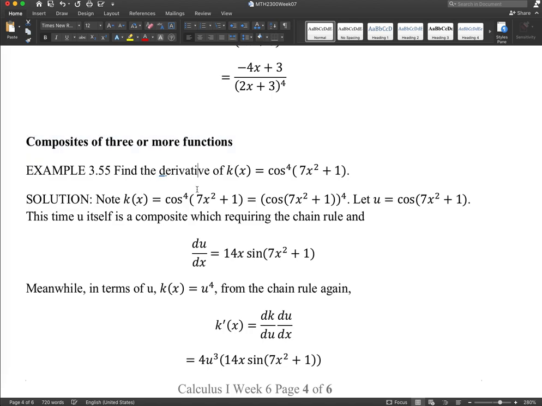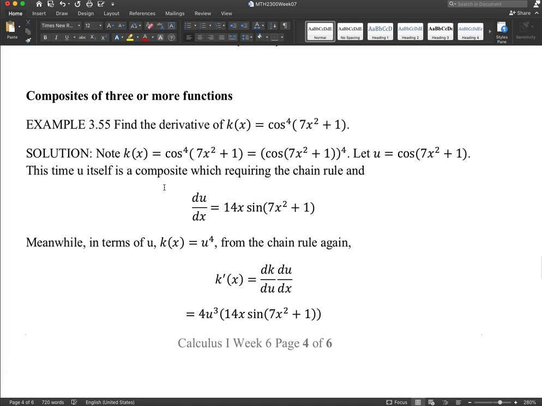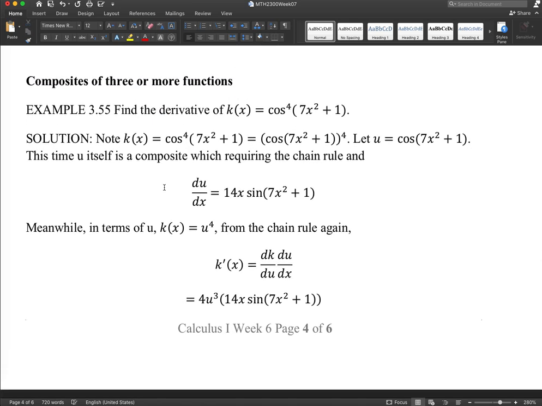So let's take a quick look. If I can walk you through those two examples. And they are all in the textbook. Example 3.55. It is to find the derivative.